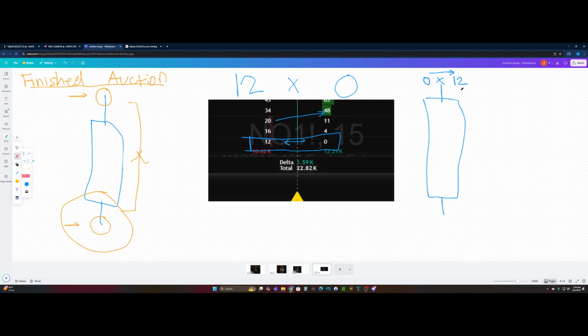0 and 12. So at the top of a wick, this is what you want to see. You want to see the 0 on the left side. Opposite of that, a finished auction at the bottom, you want to see a 0 on the right side.